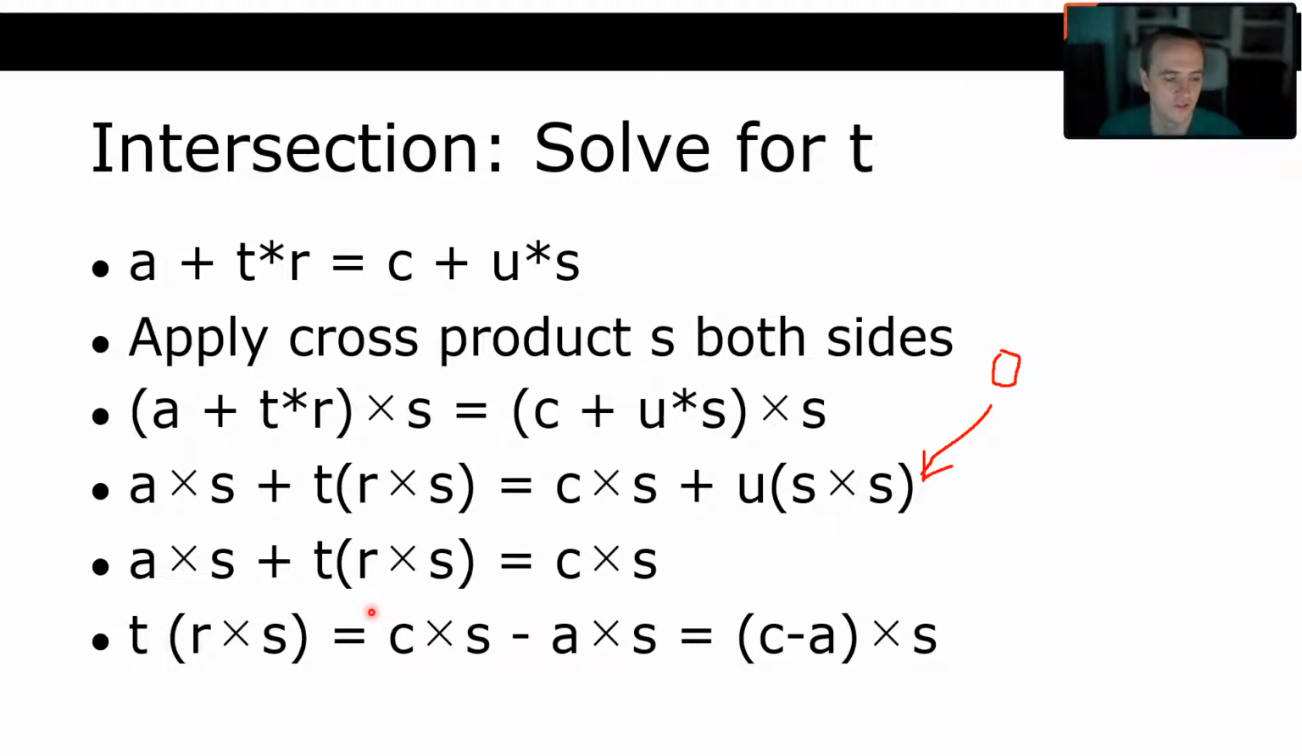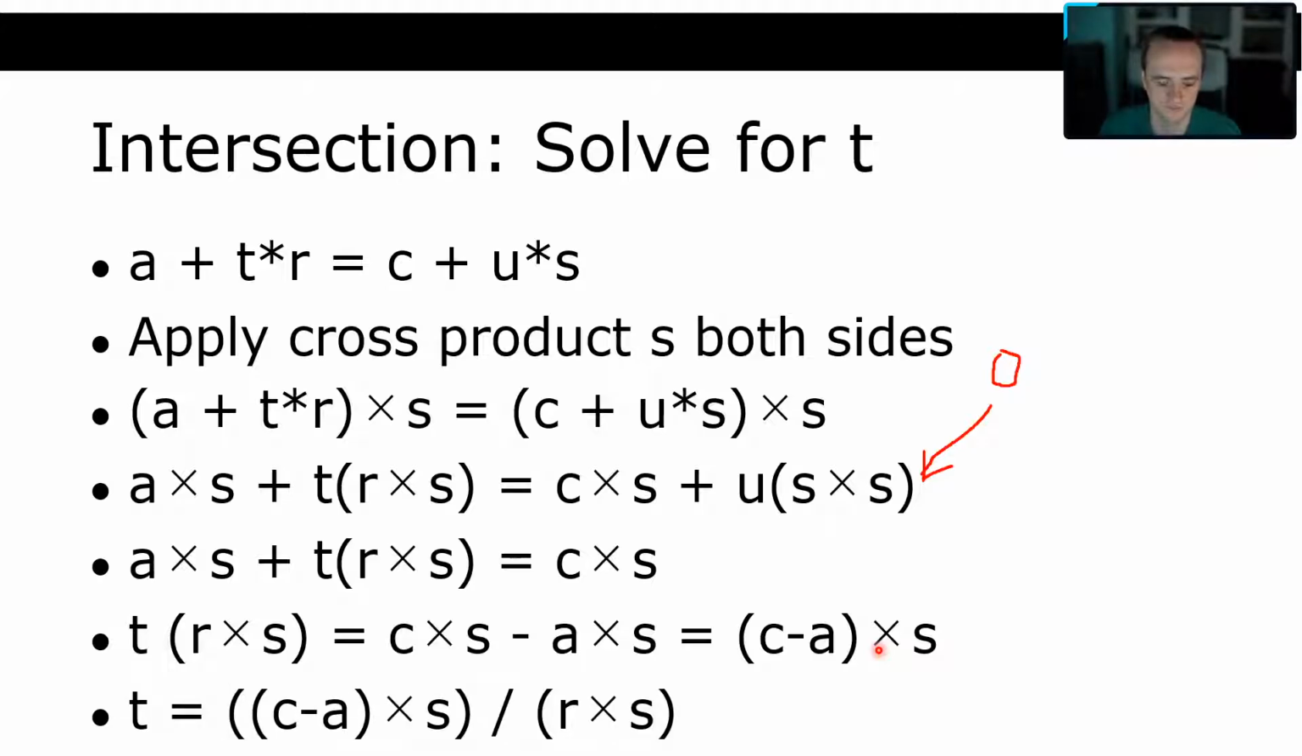But we can use the shortening of that, because we have c cross s and a cross s. So we can bring the c and a into the brackets, and now we just have c minus a cross s. The last thing we have to do in order to solve for t is, since t is multiplied by r cross s, we divide both sides by r cross s. So t is equal to c minus a cross s, all divided by r cross s. And so that is our equation solving for t.